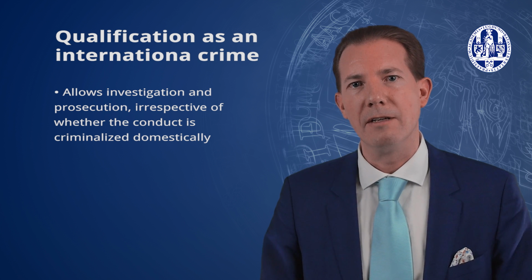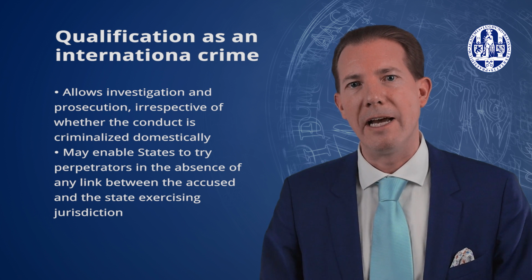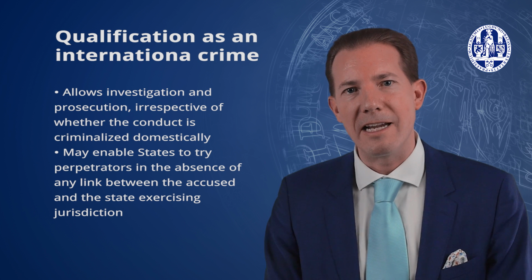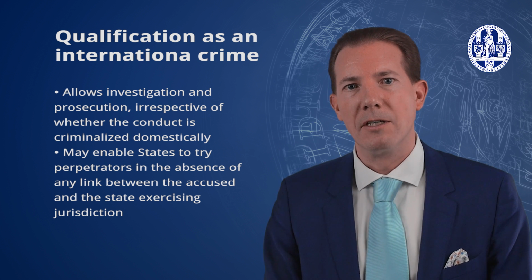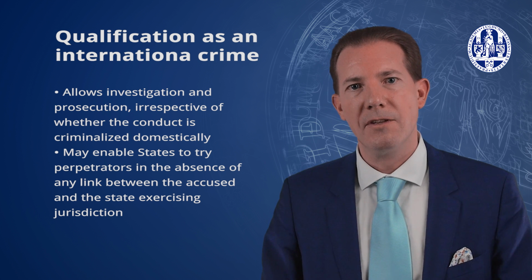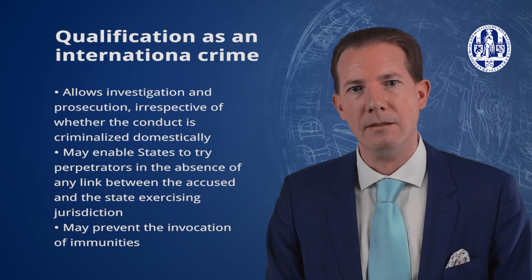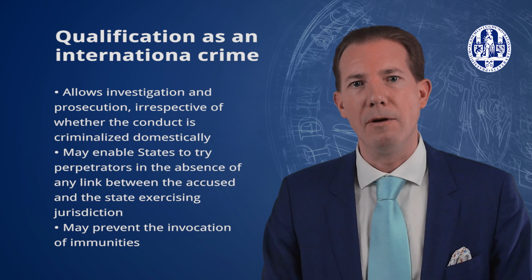The nature of the offense may enable states to try perpetrators in the absence of any link between the accused and the state exercising jurisdiction. This is called the doctrine of universal jurisdiction. Second, the label as an international crime may prevent the invocation of immunities. A famous example is the case of former Chilean dictator Augusto Pinochet. In this case, the House of Lords held that Pinochet could not invoke immunity before British courts because torture does not form part of official functions.